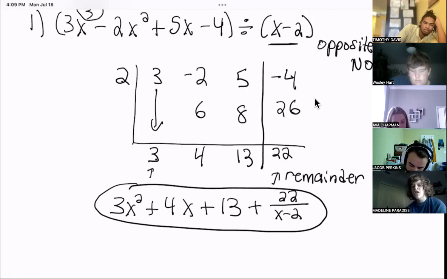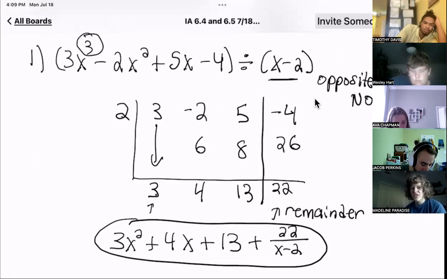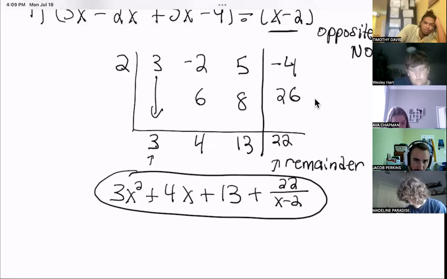And then how do you write your answer? It's a polynomial, but it starts with one less than the highest power you had. So it has to start with a square and then go right down to the end. 3x squared plus 4x plus 13 plus the remainder of 22 over x minus 2. Pretty cool way to divide polynomials.